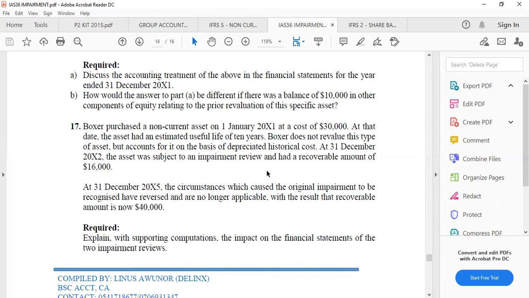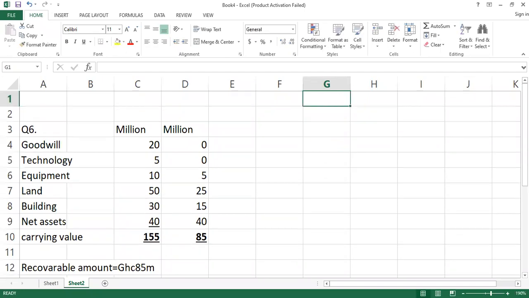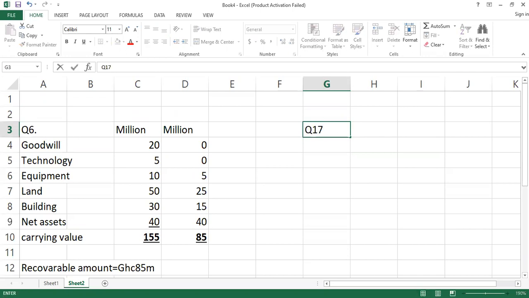So for us to know whether there is an impairment, we need the carrying value and the recoverable amount, isn't it? The question has given us the recoverable amount. So what do we need? We need the value of the asset at the day that we are doing the impairment test. So we have to calculate our carrying value. How do we do that? The cost of the asset is $30,000.